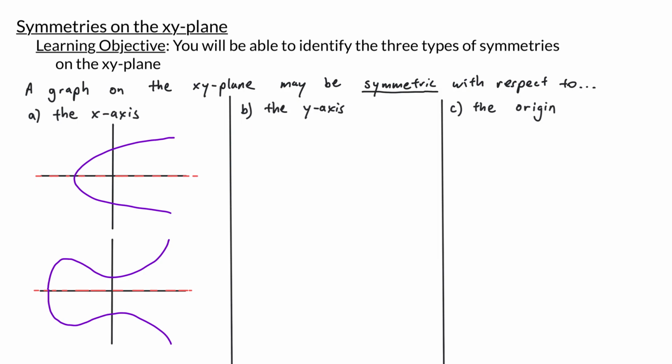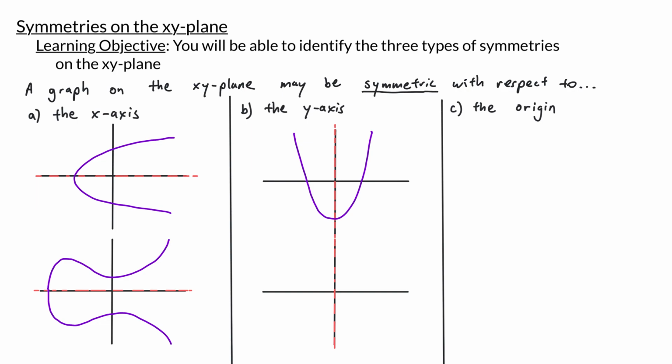Next, let's look at symmetry with respect to the y-axis. This time, our y-axis acts as a mirror for our graph. Any point that we have on one side of the y-axis will be reflected onto the other side. A graph like this has symmetry with respect to the y-axis. A point like this on the right-hand side has a mirror image on the left-hand side of the y-axis. Let's take a look at another example.